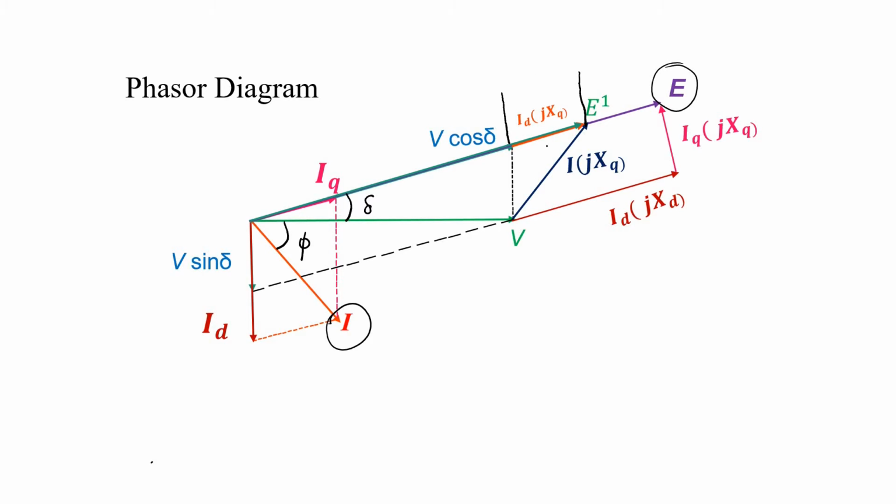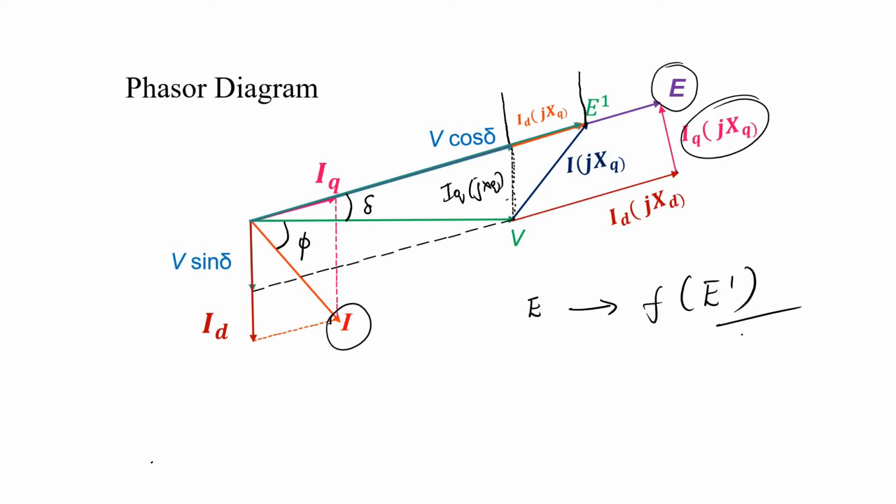How this has come, let us see. So now we have formed one triangle here. This vertical quantity is parallel to this line. So that means this quantity and this quantity are both the same, that is IQ into JXQ drop. And we know this I is nothing but the vector summation of this IQ and ID. One drop is IQ XQ, which means definitely this drop will be ID into JXQ. Thereby we got this drop as ID into JXQ drop. Fine.